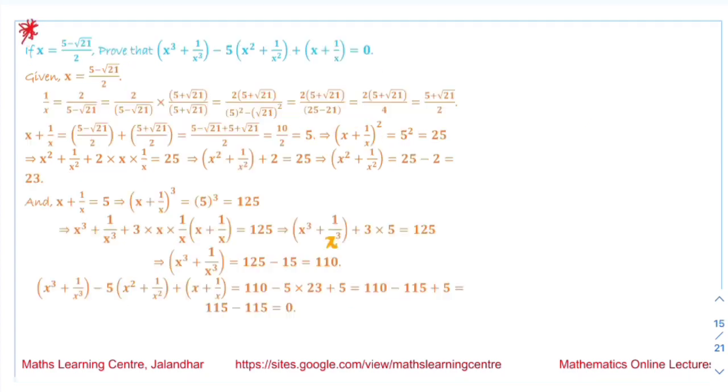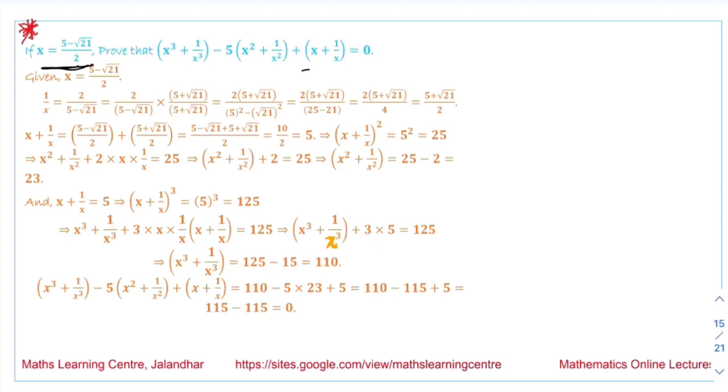Now again in this question, these are a bit advanced questions, or you can say we require some advanced formulas for this that you are going to study in your next classes also. So in this question we have to calculate the value of x cube plus 1 by x cube, x square plus 1 by x square, x plus 1 by x. So this x is given to you.